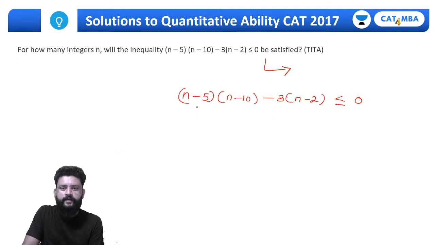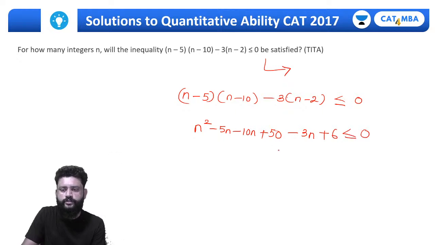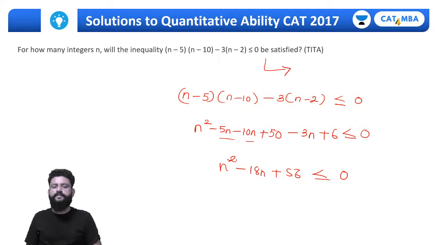So let's try. क्या बनेगा n square minus 5n minus 10n plus 50 minus 3n plus 6 less than or equal to 0. Then solve this. This is 5n, 15n, 18n, n square minus 18n plus 56 must be less than or equal to 0. Guys देखो ये बिल्कुल quadratic equation का question है. That's an easy one.